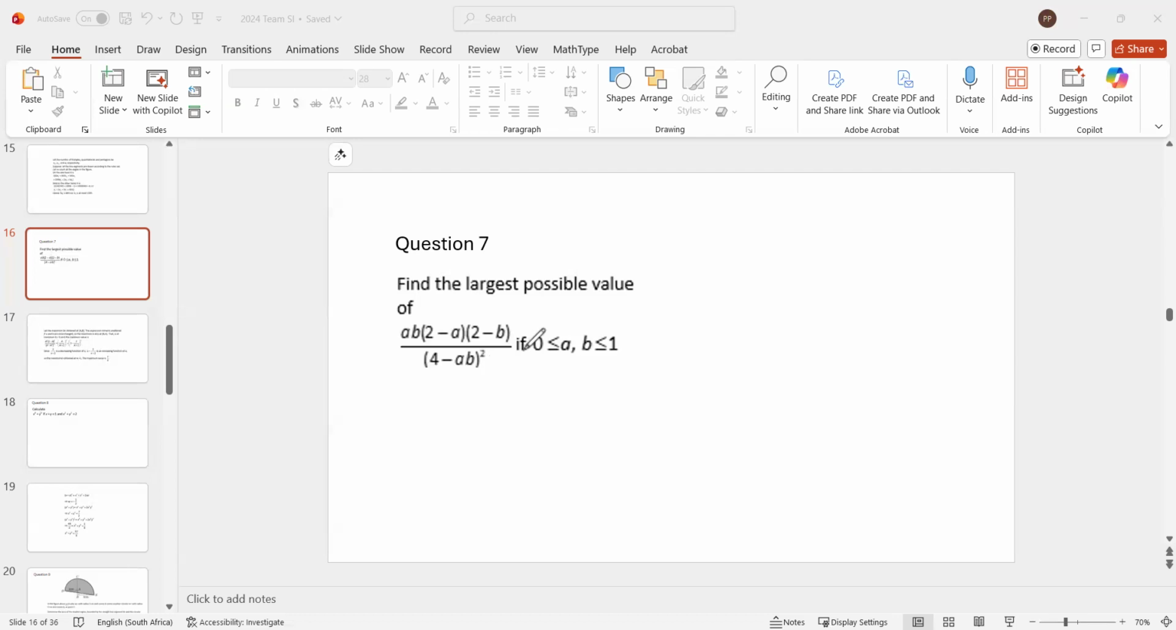Now, we've never seen a problem like this, so we have to use our common sense. Let me just divide this to make space. If you look at this expression, we will say the largest possible value occurs at a certain point. So let's start like that.